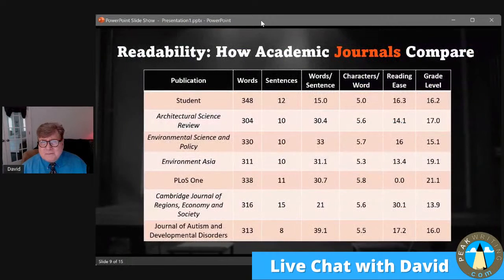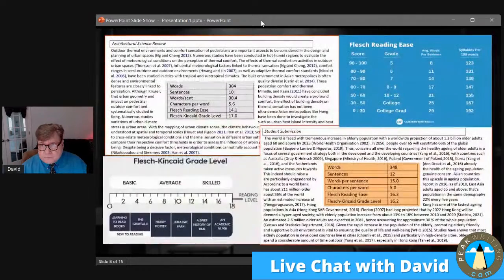So what is the big difference really? The big difference is words per sentence. The words per sentence for Architectural Science Review is 30.4 words per sentence. Look at the words per sentence for the student. Half. 15.0.